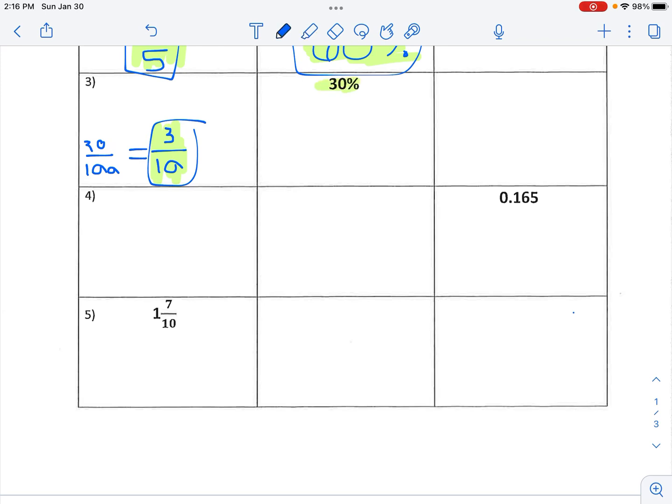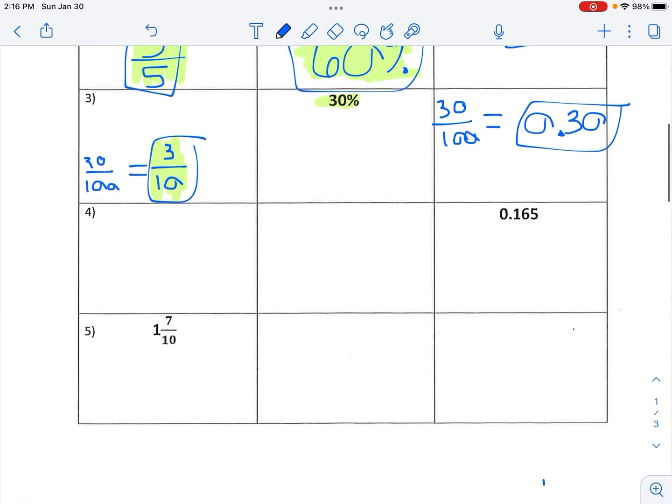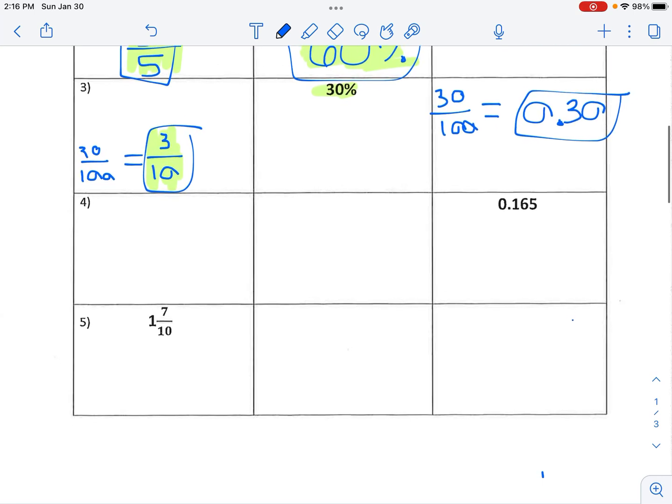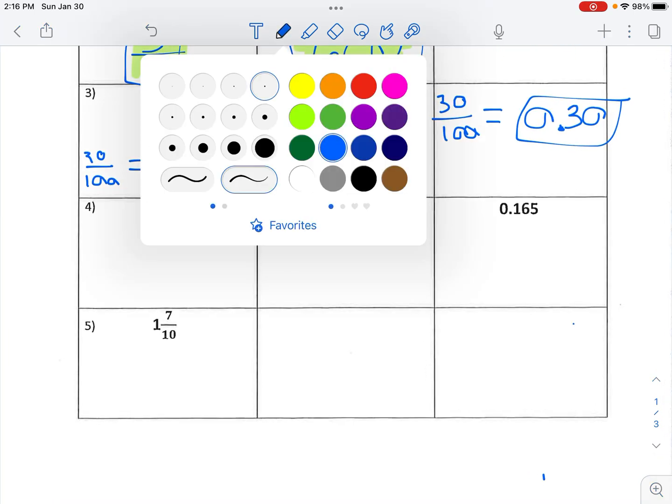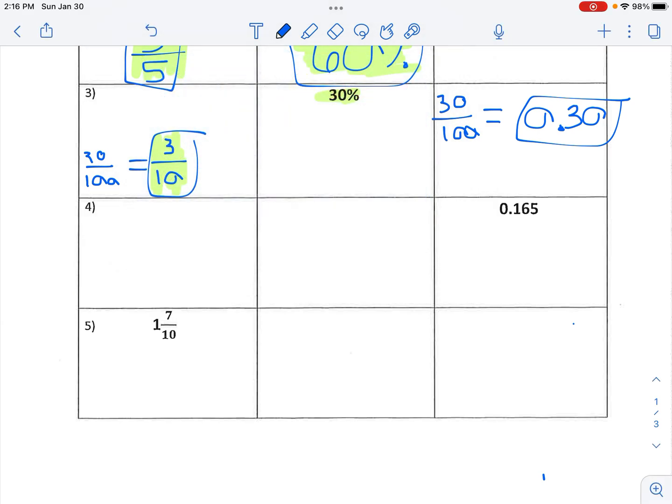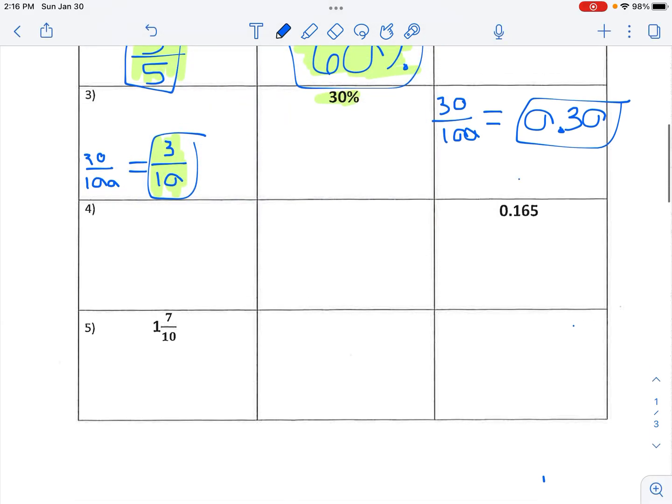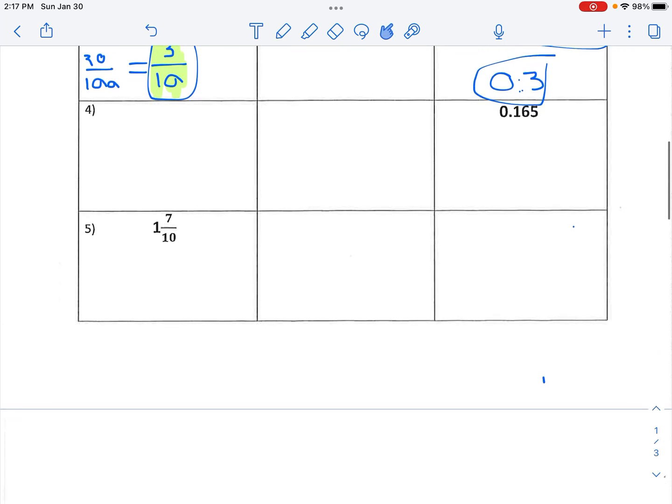You already have your percent. Now we're going to go over to our decimal. So we're starting with 30 hundredths. To write the decimal, 30 hundredths is 0.30 or 0.3. Sorry, my little stylus was not working there for a minute.